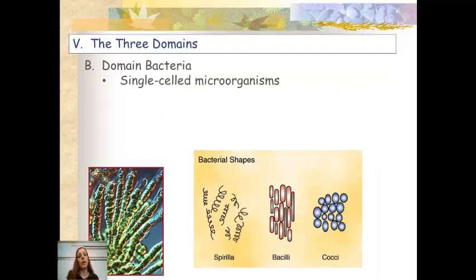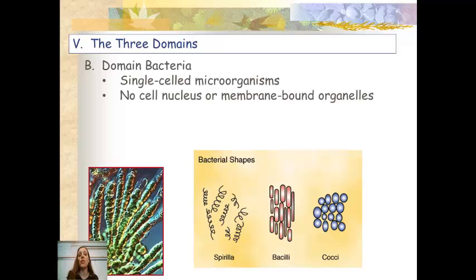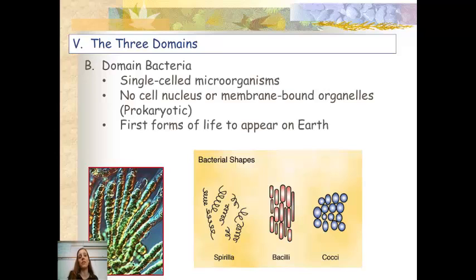The domain bacteria. Again, single-celled microorganisms. Because they're single-celled, they're prokaryotes, and they have no nucleus. They were the first forms of life to appear on Earth. So cyanobacteria are in the domain bacteria. And they reproduce very quickly. Bacteria, on average, reproduce every 20 minutes.